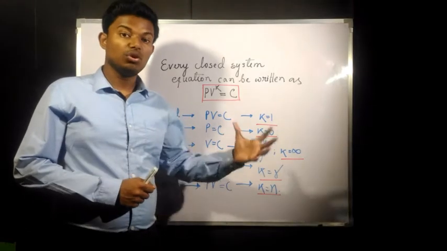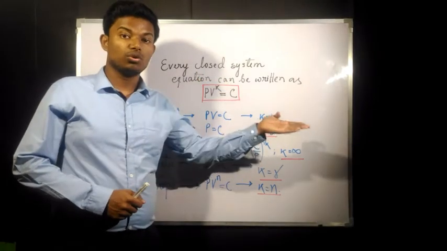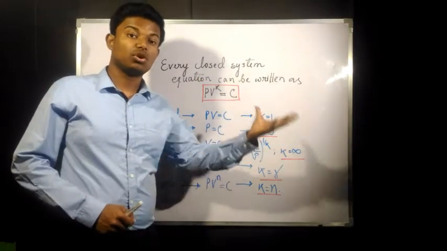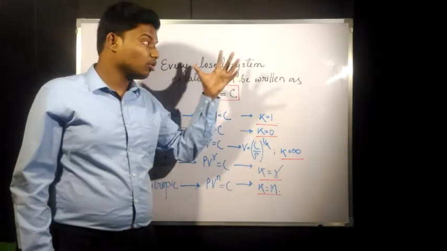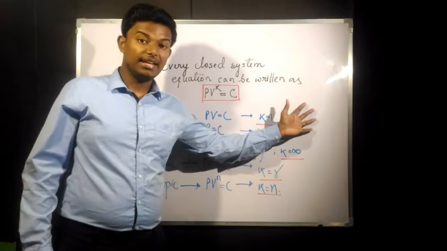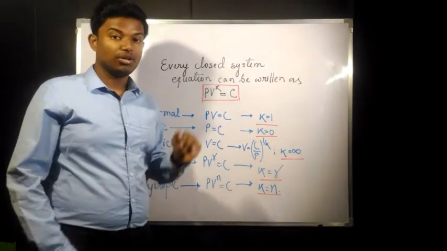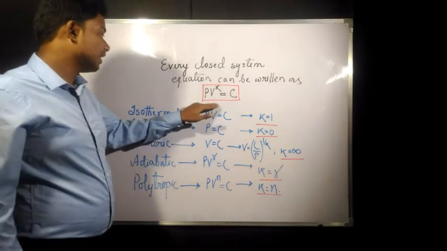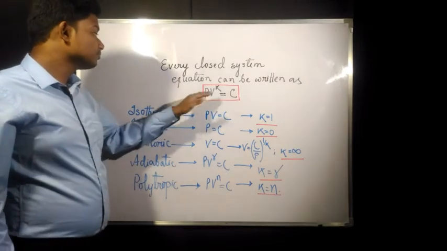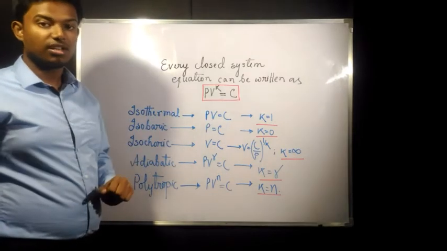And we know how this plot is going to look when we plot all three processes, isothermal, adiabatic and polytropic, together in a PV diagram. How are they going to look? So first of all, to find the value of k for isothermal, PV equals constant.